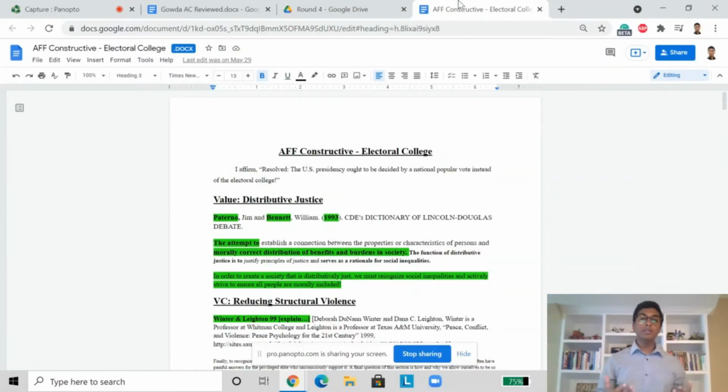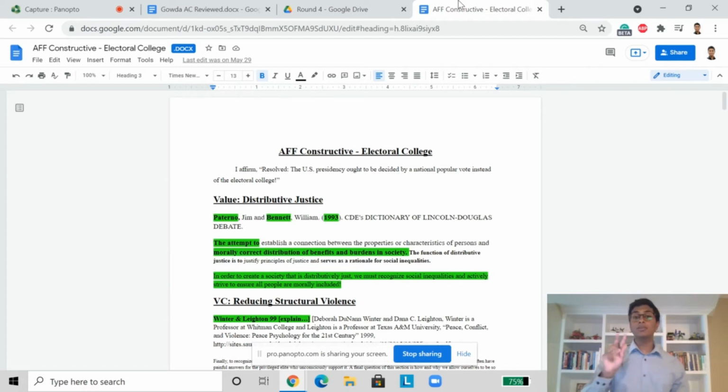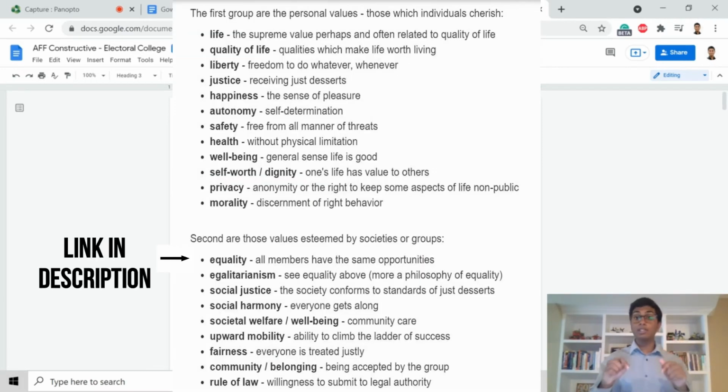Okay, so now that you've done your research, you want to actually write your cases. Now, the first part of a case, regardless of whether you're the affirmative or the negative, is your framework. Now, the framework consists of 2 things, a value and a value criterion. A value is a moral standard that you want to appeal to in the round. So, for example, I've given the value of distributive justice, and there are plenty of different values that you can choose from, and I've linked a couple of sources in the description below that will help you decide what kind of values you want based on the research you have done.